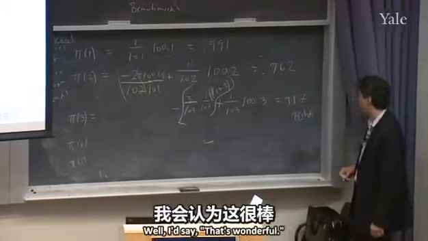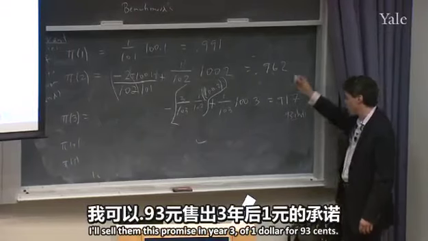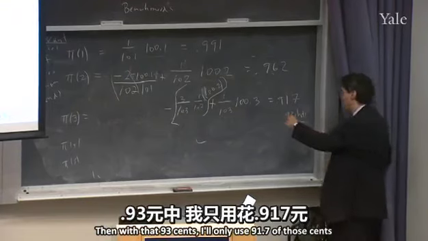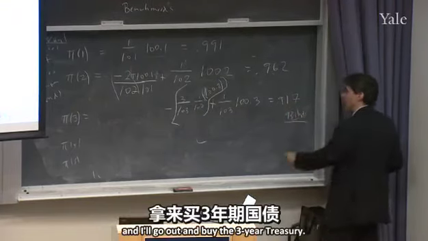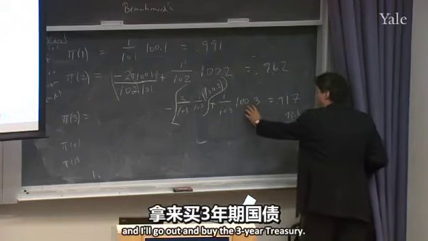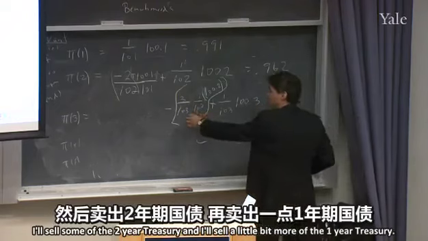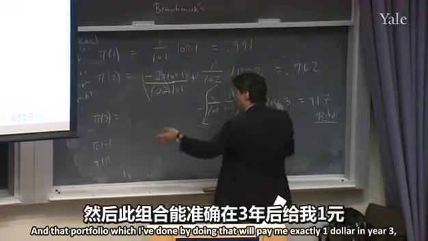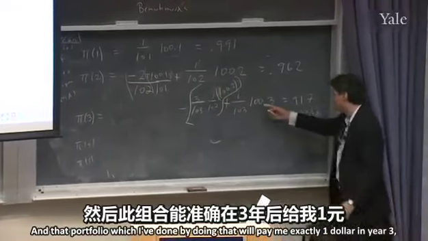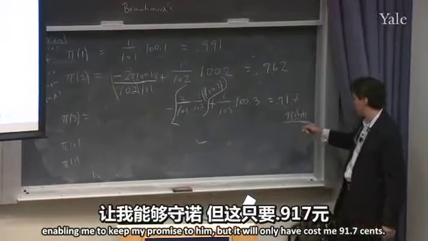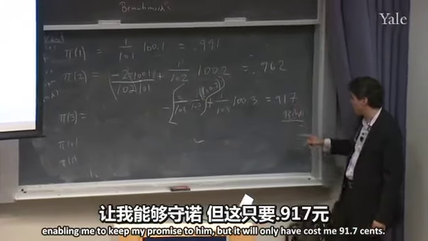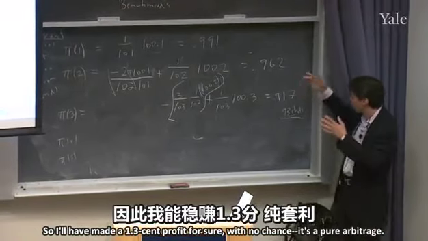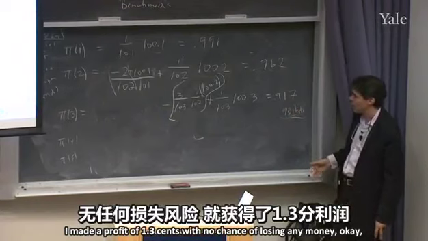Well, I'd say, that's wonderful. I'll sell him this promise in year 3 of $1 for 93 cents. Then with that 93 cents, I'll only use 91.7 of those cents, and I'll go out and buy the 3-year Treasury. I'll sell some of the 2-year Treasury, and I'll sell a little bit more of the 1-year Treasury. That portfolio will pay me exactly $1 in year 3, enabling me to keep my promise to him. But it will only have cost me 91.7 cents. I'll have made a 1.3 cent profit for sure, with no chance of losing any money. It's a pure arbitrage.